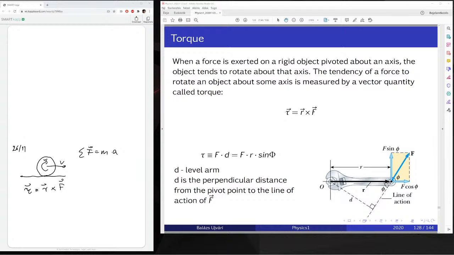We can calculate the so-called line of action, which is nothing else than extending the vector with this dashed line. And this d, the lever arm, is the distance between the origin and this line. So the torque, if we are in 2D and do not worry about 3D problems, is the force times the lever arm, which is the force times the length of this r vector times sine theta. Oh no, it's phi.